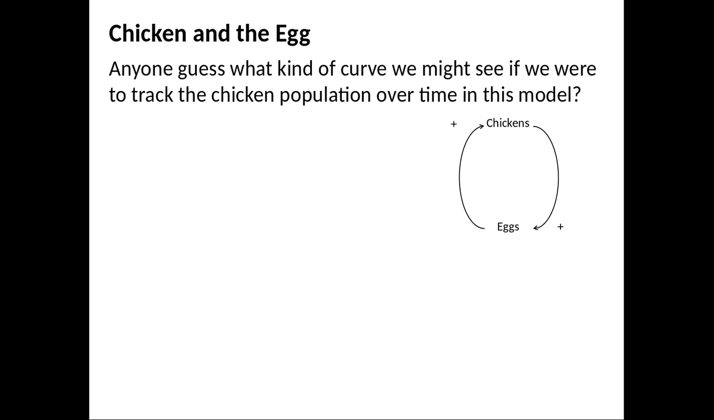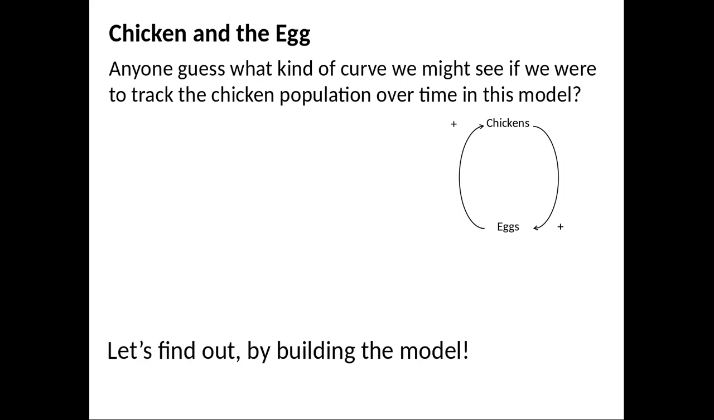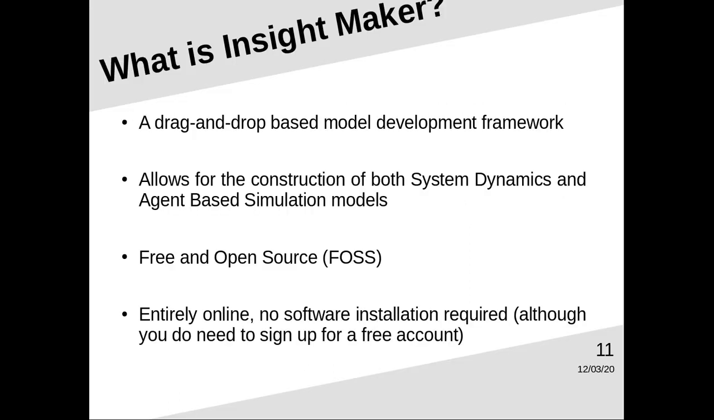So, based on what we've talked about, and based on this very complex system of chickens and eggs, just take a moment to think about what kind of curve we might expect to see if we were to track the chicken population over time in this model. So, have a think about that. But whilst you do that, let's start thinking about how we might build a model to see what kind of curve we would get. You may have already worked out what kind of curve, but let's model it as we do with all things. In order to model it, we're going to use a piece of software called Insight Maker.